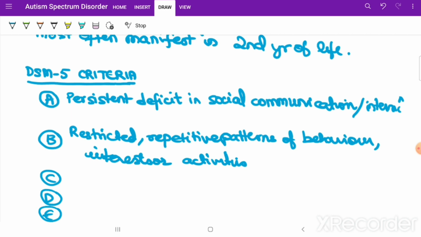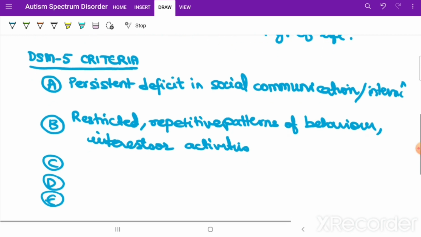And then the fourth one is hyperreactivity or hyporeactivity to a sensory aspect of the environment, like an indifference to pain and temperature, indifference to sound or textures, or smells. There is visual fascination with lights or movement. There is some hyperreactivity or hyporeactivity to this, and there is an unusual interest. So this all comes in the second criterion, that is restricted, repetitive patterns of behavior, interests and activities. This is about the second criterion.